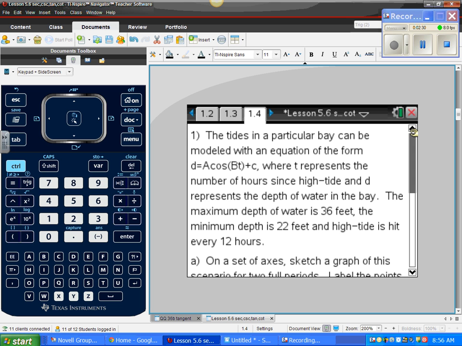So, it says, the tides in a particular bay can be modeled with an equation of the form D equals A times cosine B of t plus C, where T represents the number of hours since high tide, and D represents the depth of the water in the bay. The maximum depth of the water is 36 feet. The minimum depth is 22 feet, and high tide hits every 12 hours. All right, so I want you to reread it to yourself, and I want you to write down all of the important information that you read, and then we'll talk.